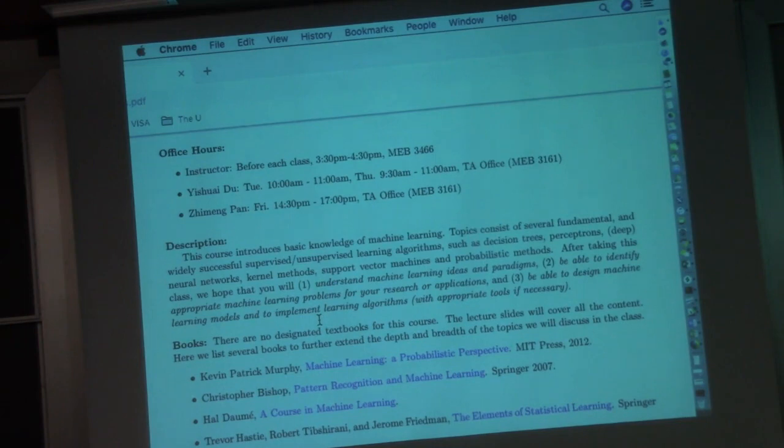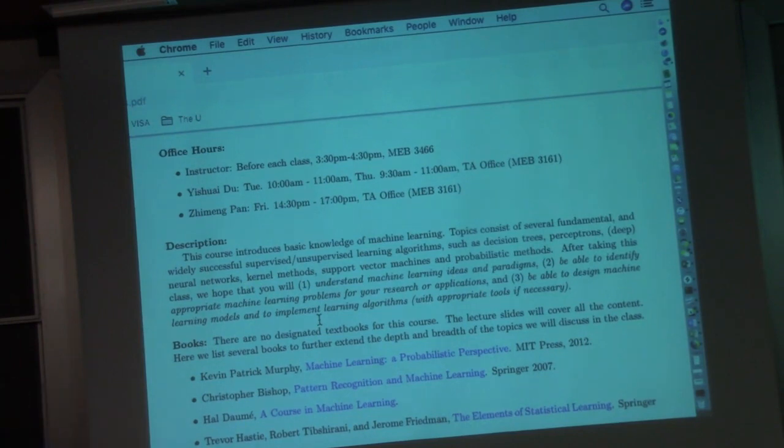So here's the basic description of our course. The course introduces basic knowledge of machine learning. The topics consist of several fundamental and widely used supervised and unsupervised learning algorithms, such as decision trees, perceptrons, neural nets, kernel methods, and so on.